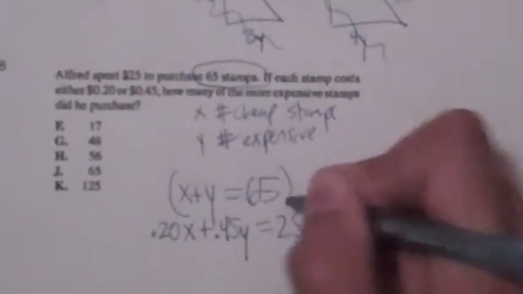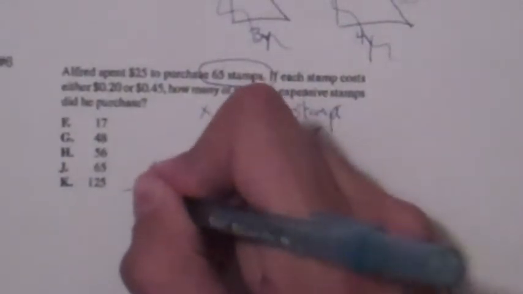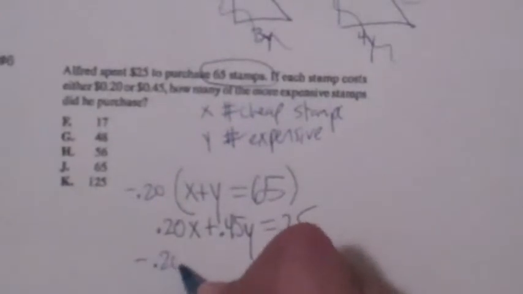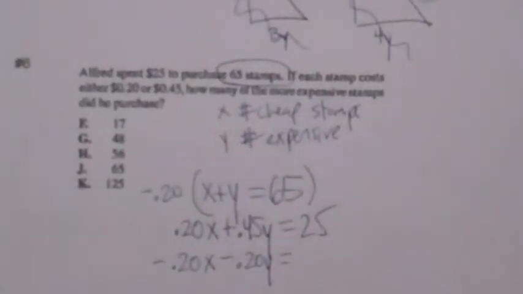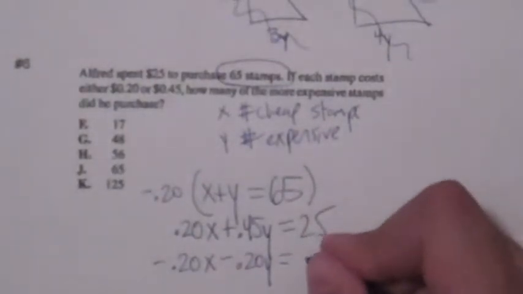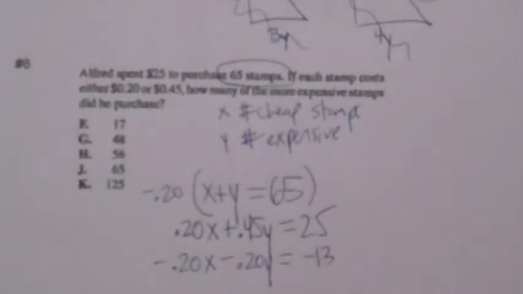If not, you can always just use elimination. So I'm going to multiply both sides by negative 0.20, and I'll rewrite my equation down below. Negative 0.20x minus 0.20y equals, I think that's going to be negative 13. I'll double check that though.